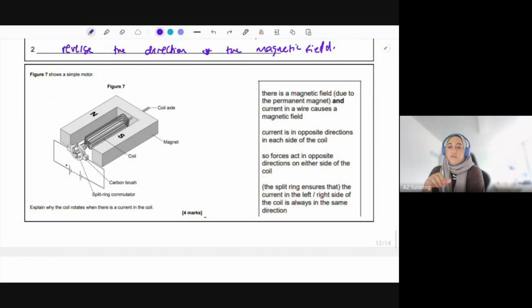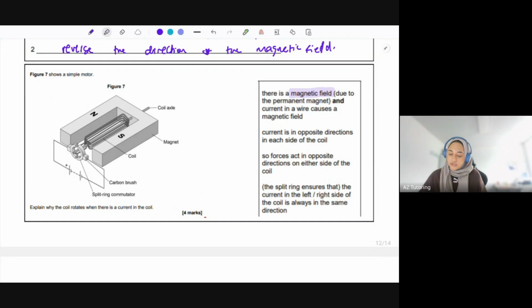Just put the mark scheme for this question here. So we've got a simple motor. Explain why the coil rotates when there's a current in the coil. So these are your points here, right? So you speak about there's a magnetic field due to the permanent magnet. It goes from north to south. As soon as you see that north and south, you know there's a magnetic field.